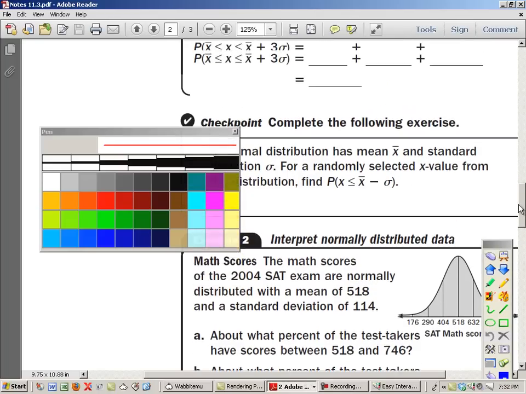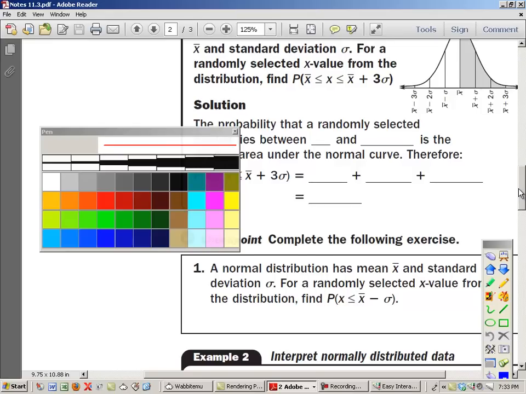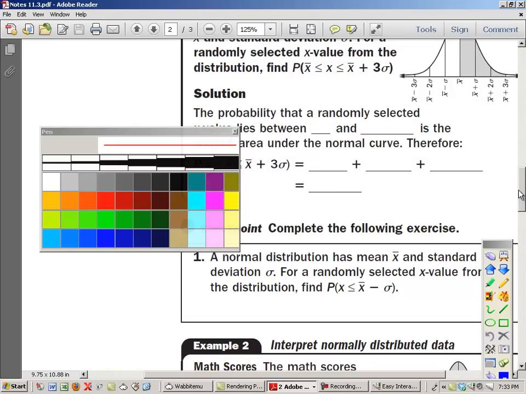All right, a normal distribution has a mean of x bar and a standard deviation of sigma. Find the probability that the randomly selected value x will be somewhere less than or equal to x bar minus sigma. Okay, x bar minus sigma is 1 standard deviation below. So I'm going to use this to say, that's where I want to be, and I want x to be somewhere less than that. So that would be this over here, right?